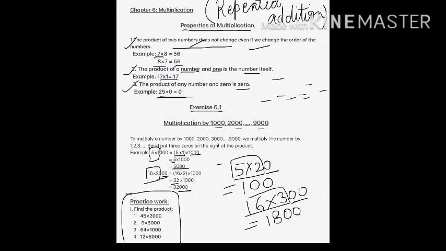Okay, so this is a blank page here. The first one was 45 multiplied by 2000. So here I'm writing, this is 45 multiplied by 2000. All right, students, here you simply have to multiply these two numbers.